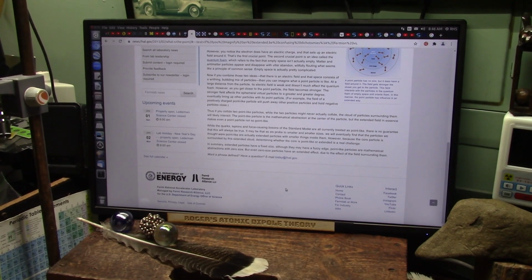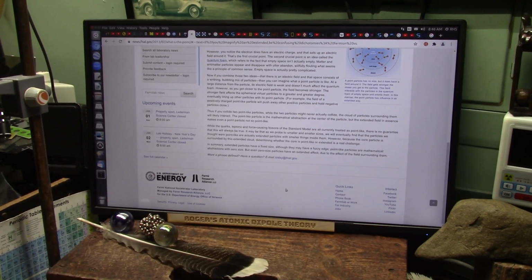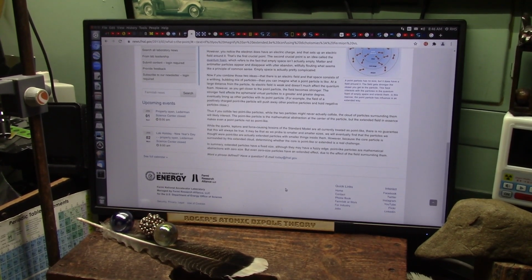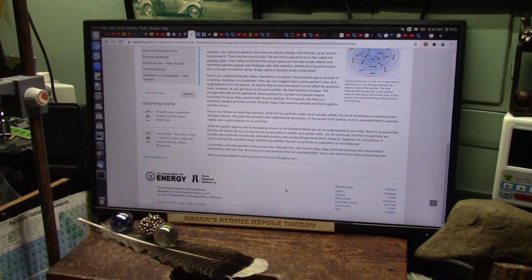So that's where I have never found such closed minds in science. I never expected scientists to react the way they do. They have no scientific interest whatsoever that I can find, especially not here at Fermilab.